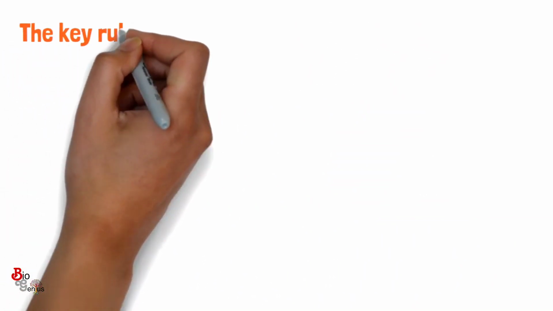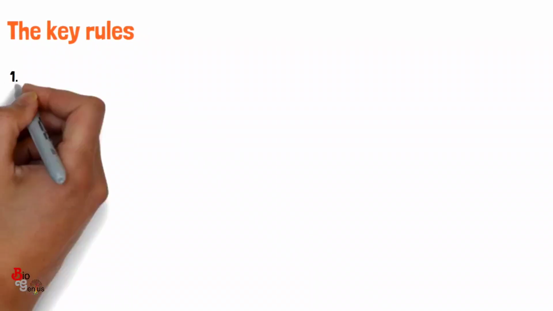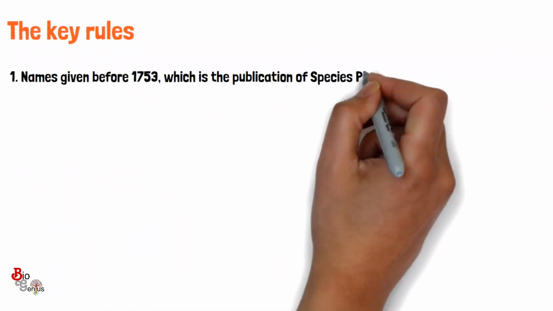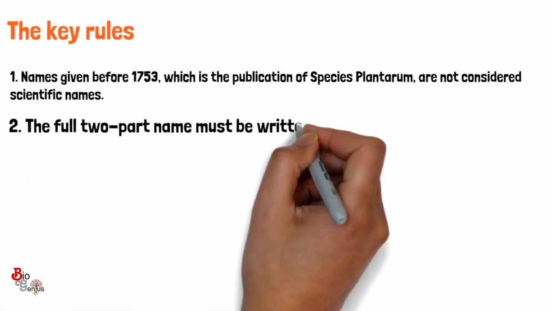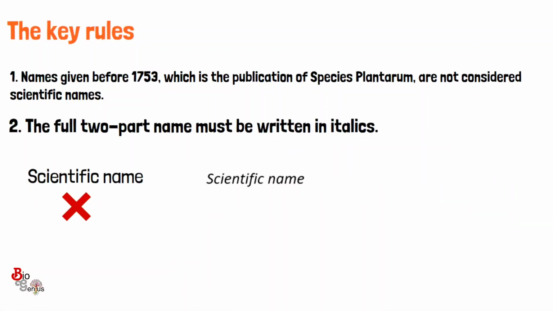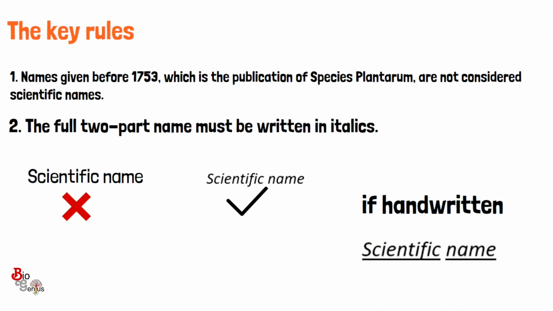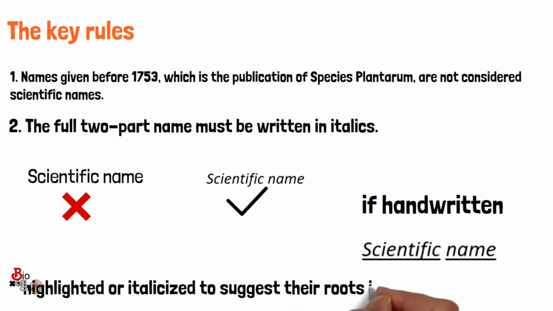Here are the key rules. 1. Names given before 1753, which is the publication year of Species Plantarum, are not considered scientific names. 2. The full two-part name must be written in italics. When handwritten, the names are underlined, and when typed, they are highlighted or italicized. This is done to suggest their roots in Latin.